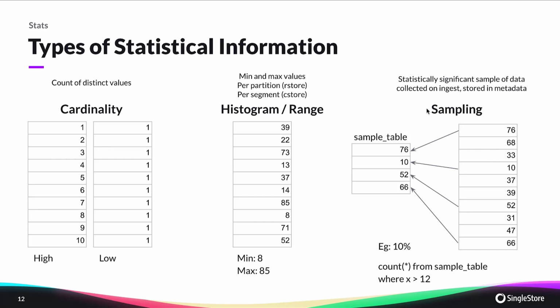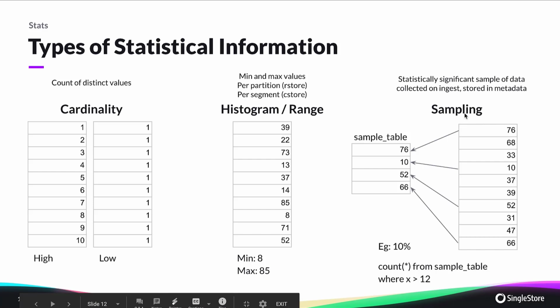Finally, let's take a look at sampling. Sampling is performed during data ingestion or write. What we do is we take a statistically significant sample of that data, and we store it internally in a sampling table. So here we've taken 4 different rows from this table, and we can use this for filter selectivity.